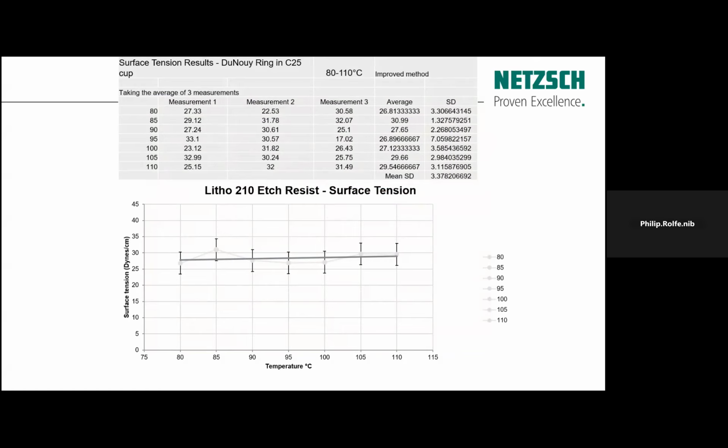Here are some results I had from a litho etch resist, not really a spray material, I apologize, but I made multiple measurements at different temperatures to see if it was very temperature dependent. In this case, it wasn't. The surface tension wasn't really temperature dependent within the area of the test. Obviously, if it's a water base, it's more likely to be.